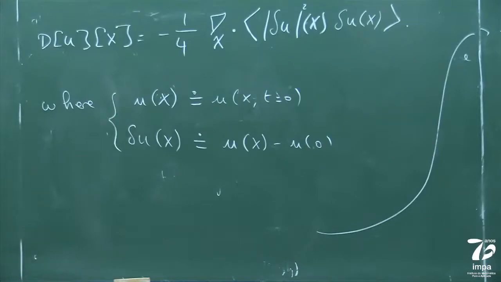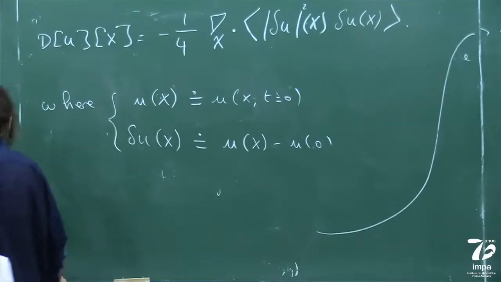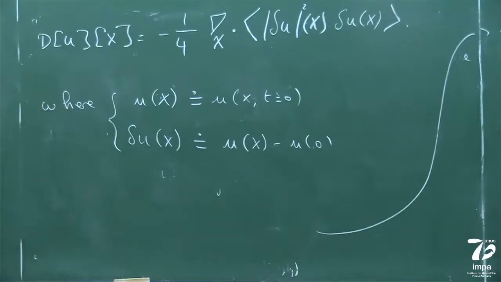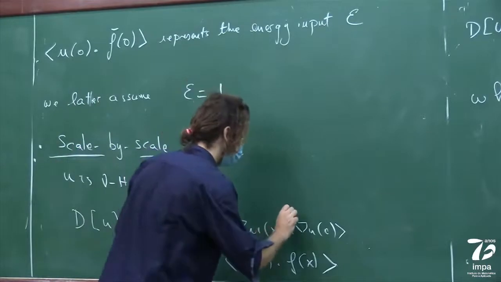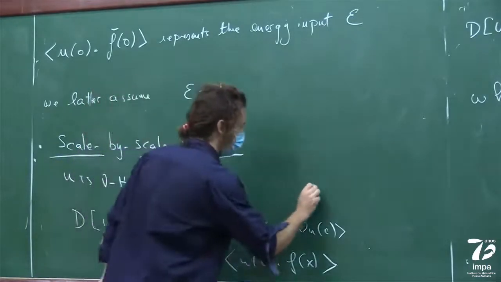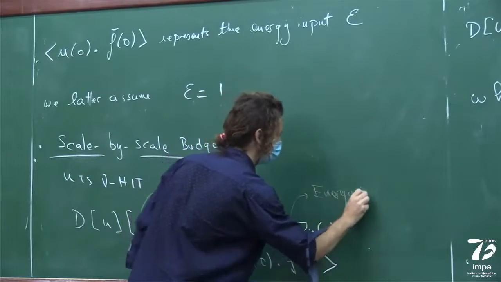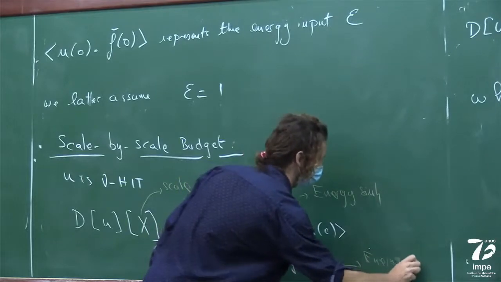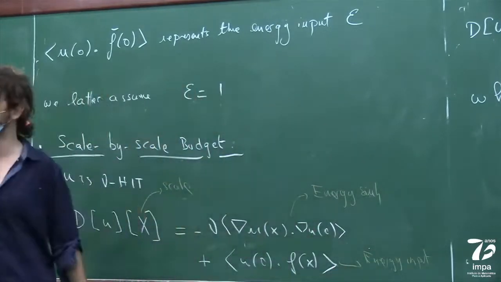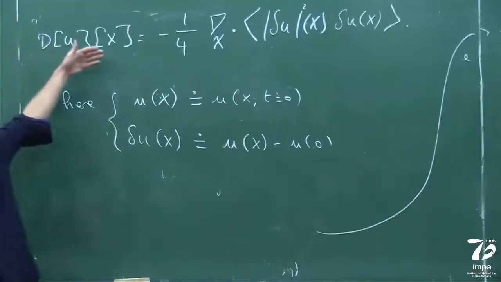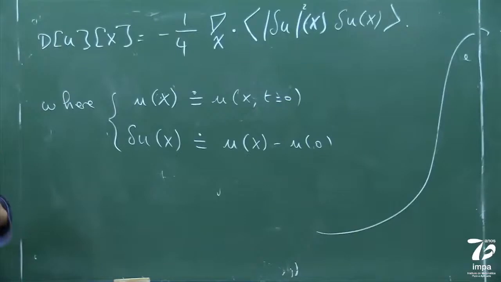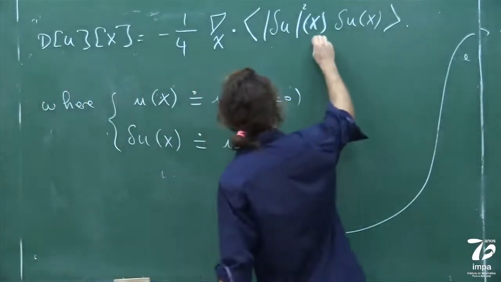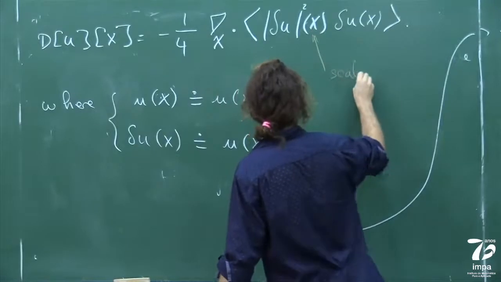So the nice thing about this expression is that it ties together quantities. Two quantities here relate to energy sink and energy input. And the fourth quantity here is a quantity which involves the scale at which we are looking. And this scale is precisely given by this guy. Okay.